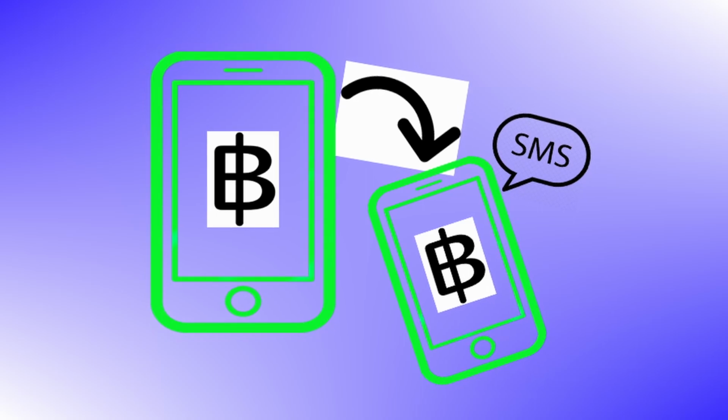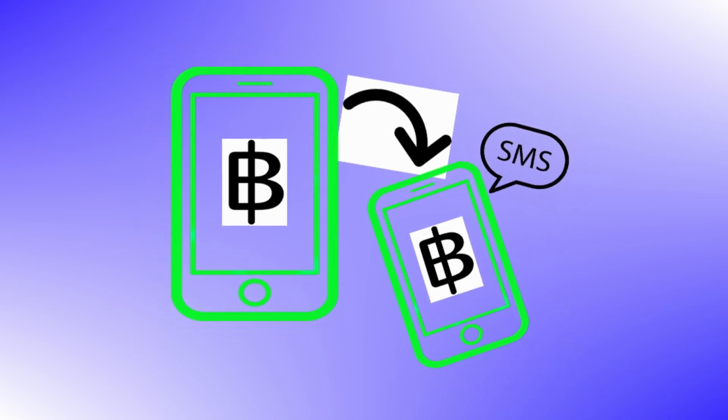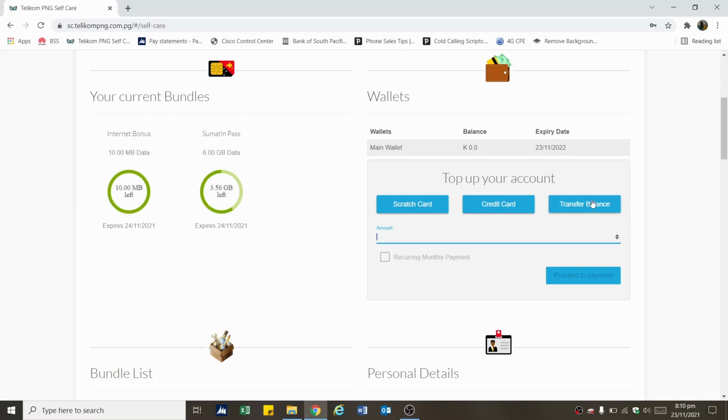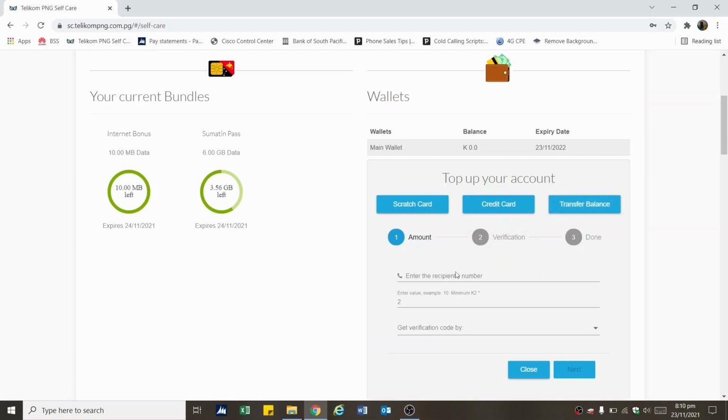You can also transfer credits to another Telikom number here. To do that, click on the transfer balance button, scroll down to the first text box and enter the recipient's number. In the text box directly under that, enter the amount you wish to transfer.